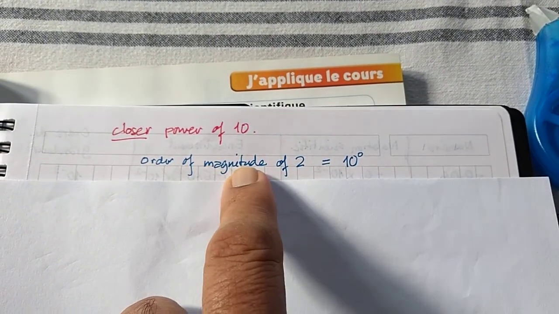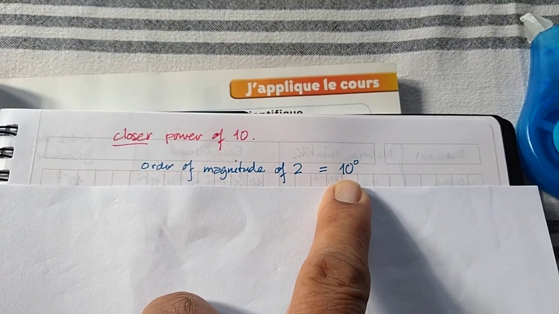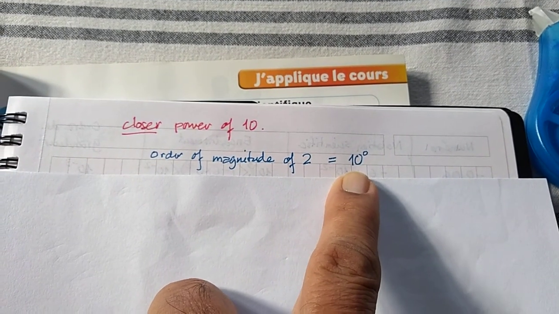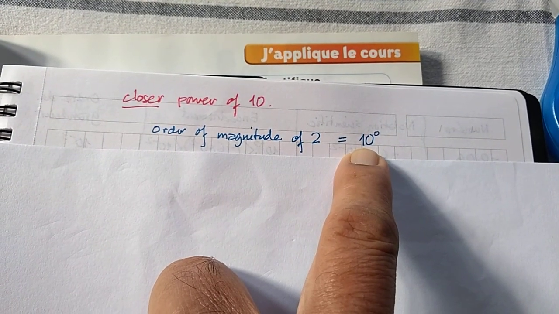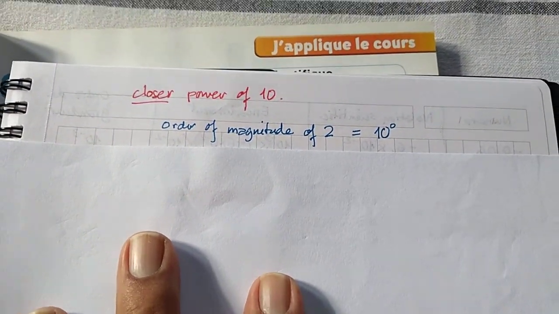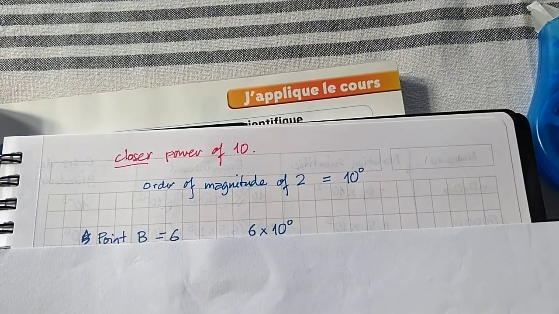An order of magnitude of a number is always 10 to the power something, or minus 10 to the power something, or 10 to the power minus something, but it is always 10 to the power something. Okay, we'll take a few more examples, it'll get clear.